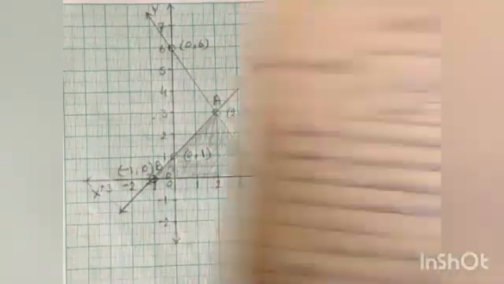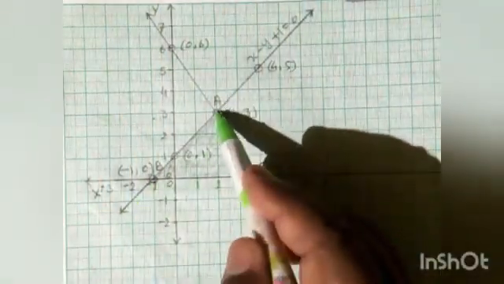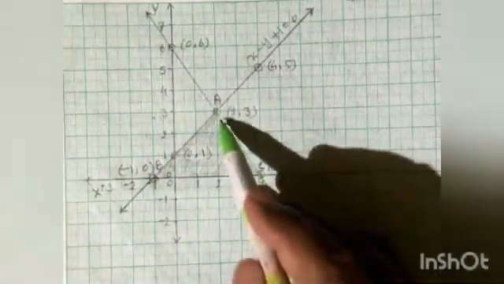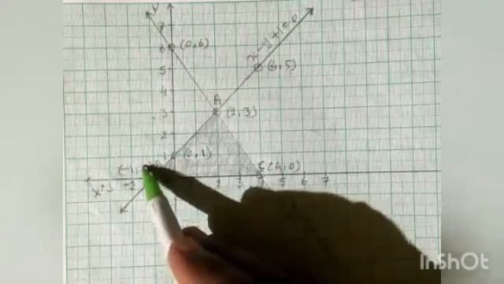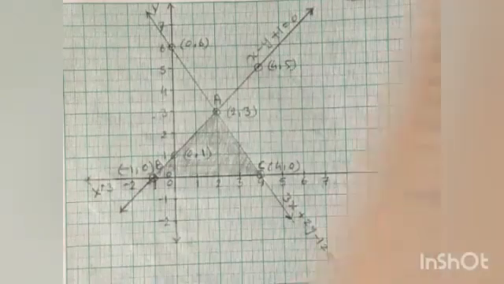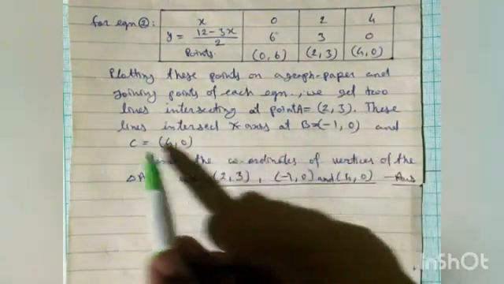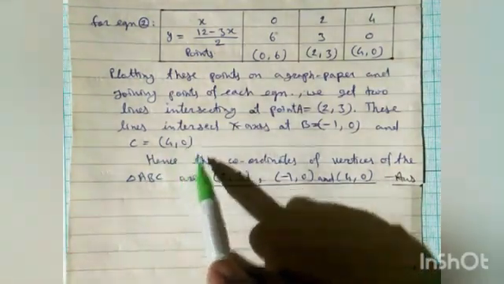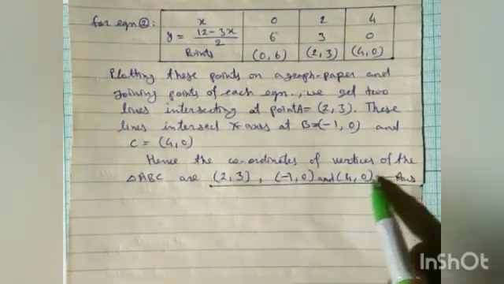Now we have to find the vertices of the triangle which is made by these two lines and the x-axis, points A, B and C. Here the coordinate of point A is 2, 3, and the coordinate of point B is minus 1, 0 and point C is 4, 0. So here it is written as the point A, 2, 3 and the line intersects the x-axis at point B equal to minus 1, 0 and C 4, 0. Hence the coordinates of the vertices of triangle ABC are 2, 3, minus 1, 0 and 4, 0.